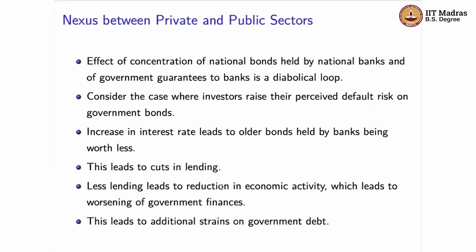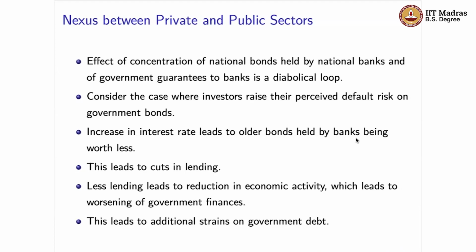So what is the effect of this concentration of national bonds held by national banks and this government guarantee to banks? So this is the loop that we were talking about, right? We have already discussed how the banks running into trouble leads to banking crisis, leads to more debt being issued, leads to higher riskiness, which leads to worsening of the banking balance sheet. Let's now look at the opposite side, where suppose that investors start fearing that the government bonds are likely to default. Okay, then in that case, they would ask for a higher interest rate for these government bonds because they fear that there is a possibility of default, and this increase in interest rates also leads to other bonds held by the bank being worth less, right?